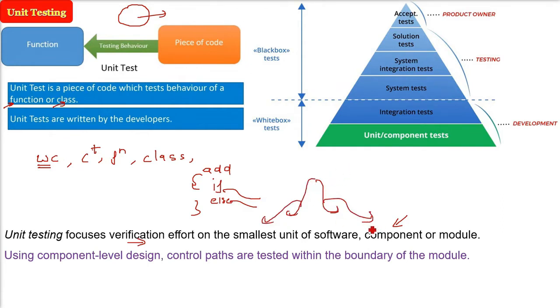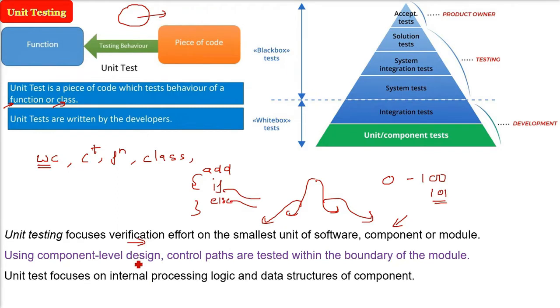And the second thing is boundary value testing. For example, you have said 0 to 100 is what you have to enter. But if the user enters 101, what will happen? So this is the boundary. So at the component level design, control paths and boundary values are tested in unit testing. These are the basic things.